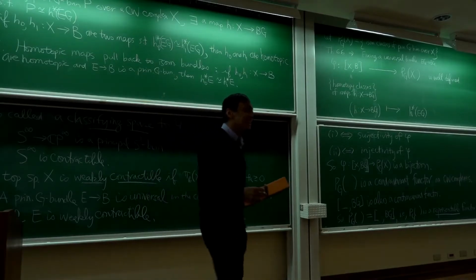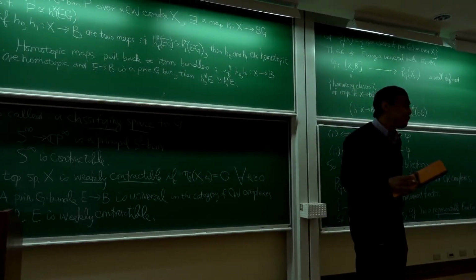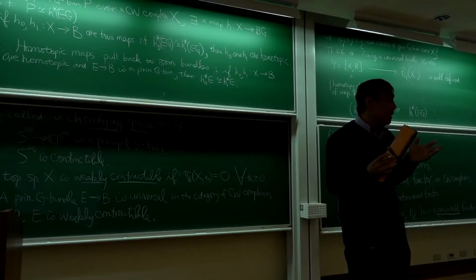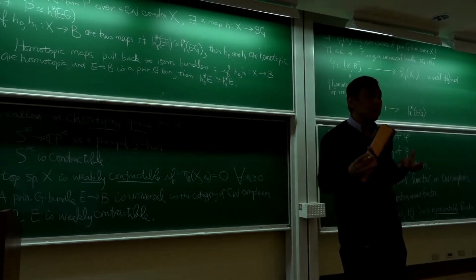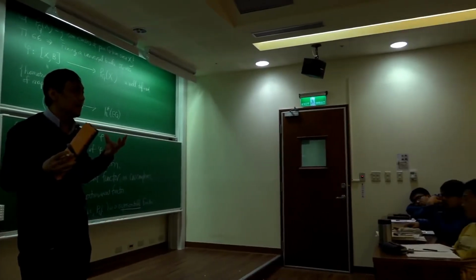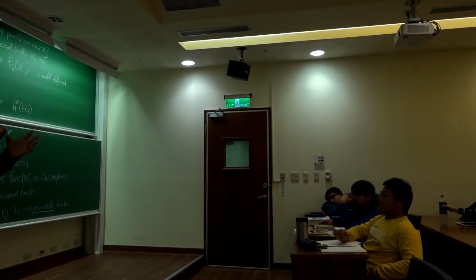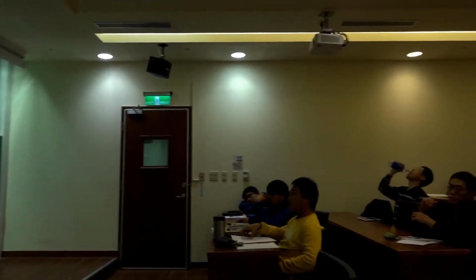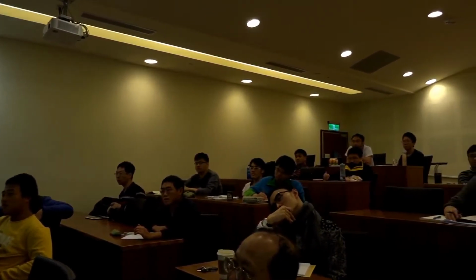Is there a general algorithm to construct a universal bundle? Okay, so Milnor constructed a universal bundle for any topological group. But for a Lie group, there's actually a simpler way. His construction is a little bit complicated. But for a compact Lie group, we can generalize our construction for S1.